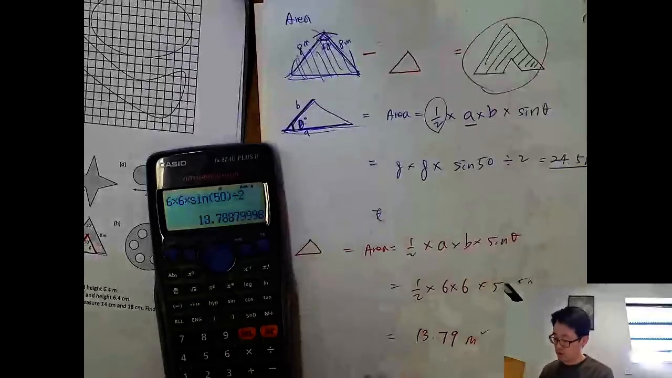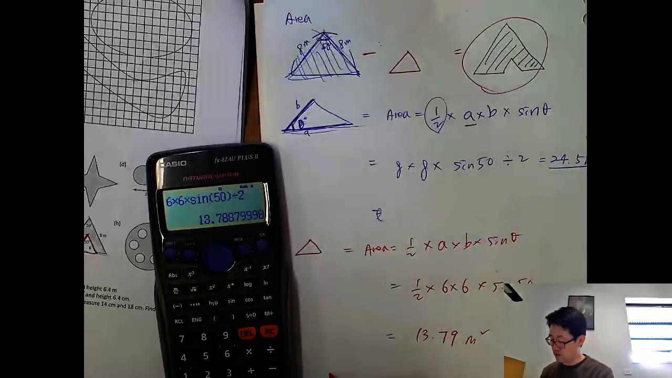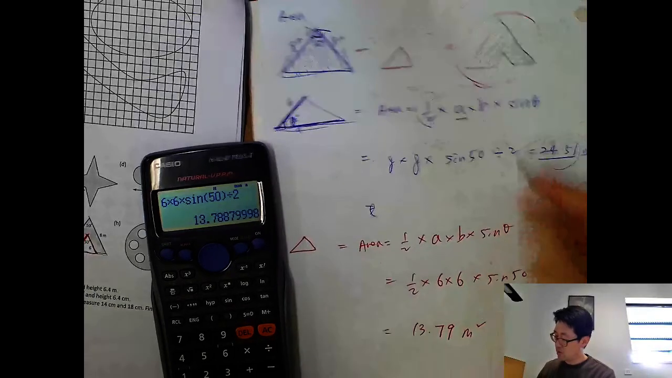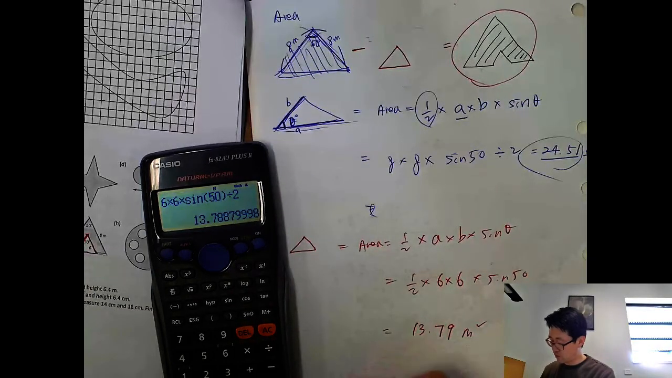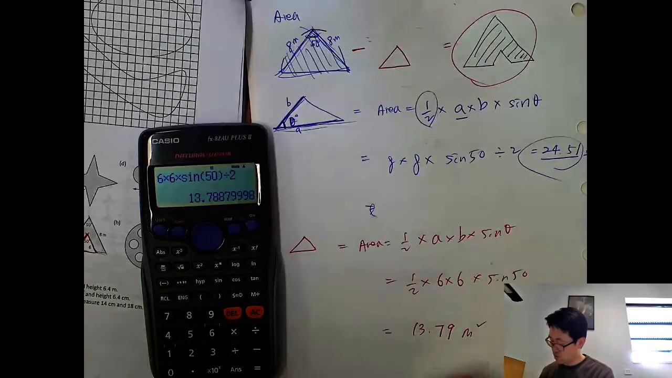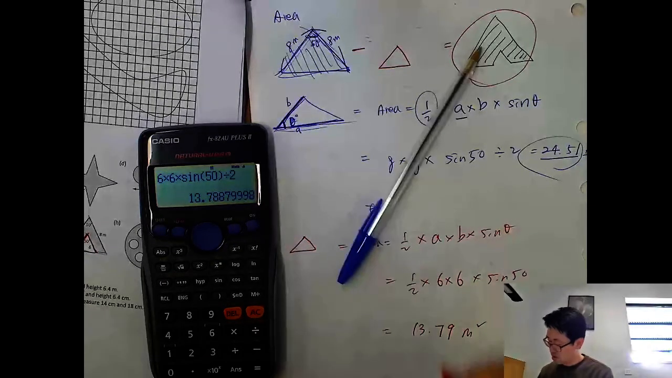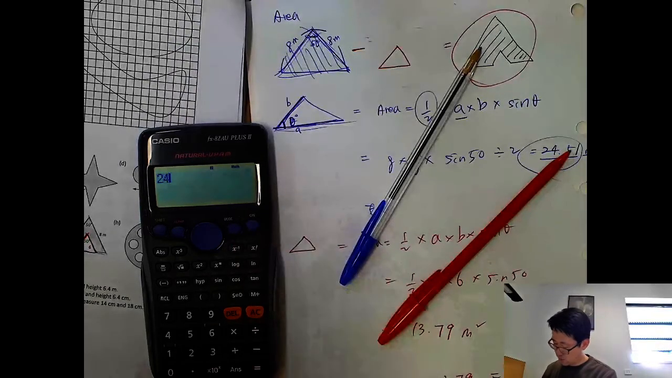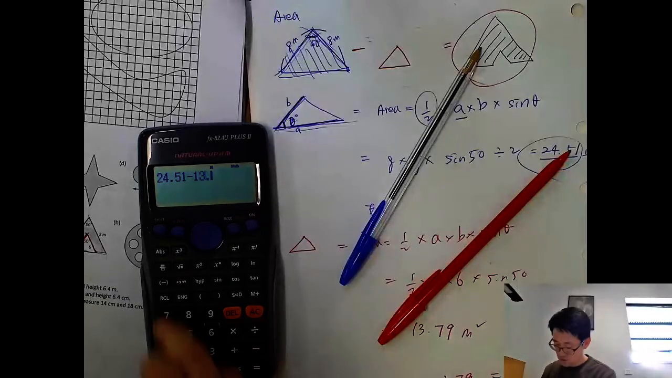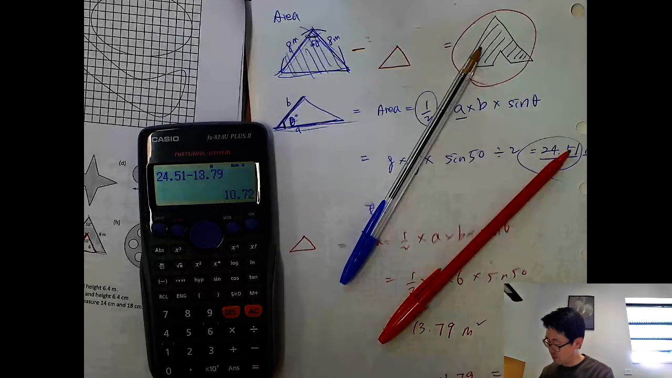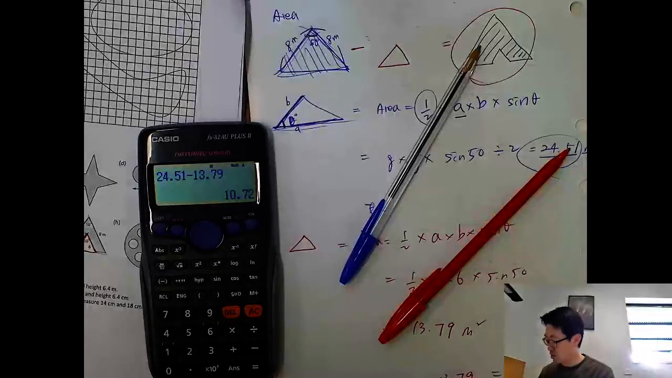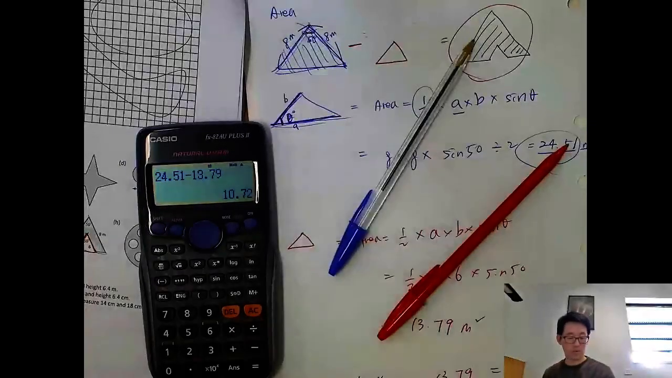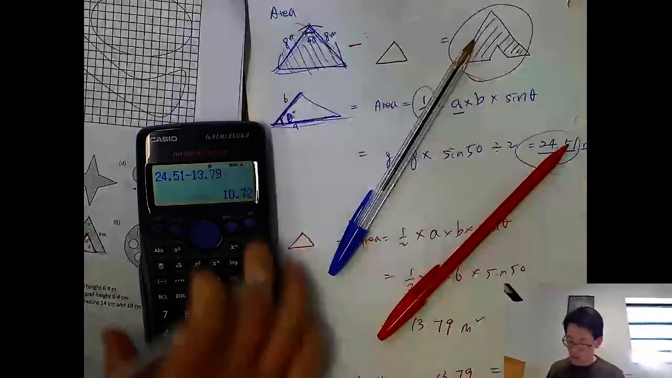Therefore, this gray area is from total 1, 24.51, minus the smaller triangle, so 24.51 minus 13.79, we have 10.72 square meter. 10.72. Excellent, good.